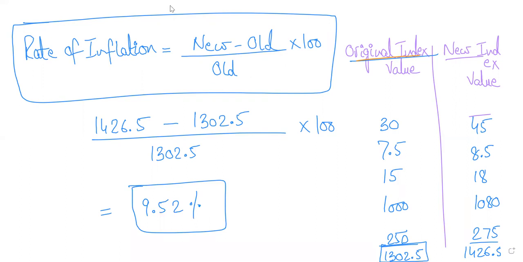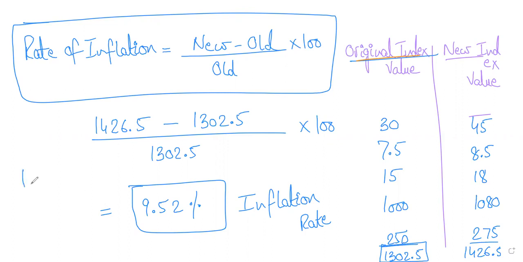Now let's interpret this, and then I'll answer your question, Abdul Rahim. So what does 9.52 mean? It means that during this time period, prices for goods and services on average increased by 9.52%. I repeat, 9.52% inflation means that during this time period, that could have been 1 year, that could have been 6 months, that could have been anything, the prices of products in this country increased by 9.52%.